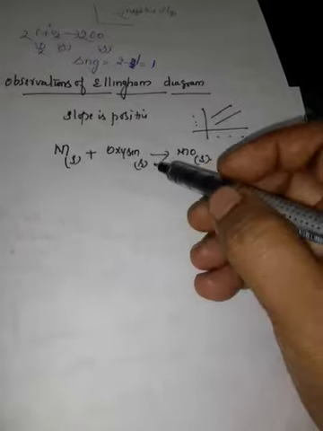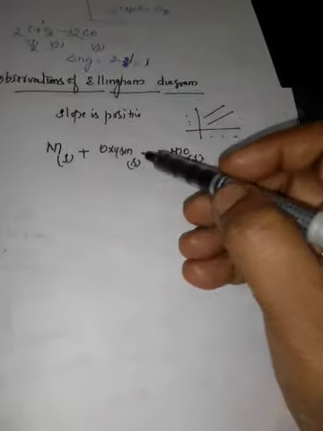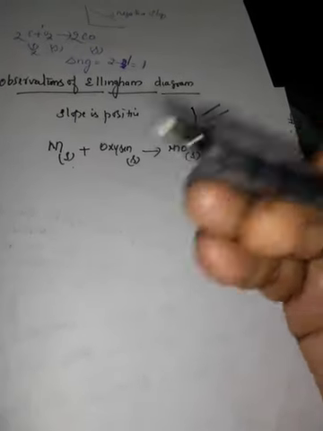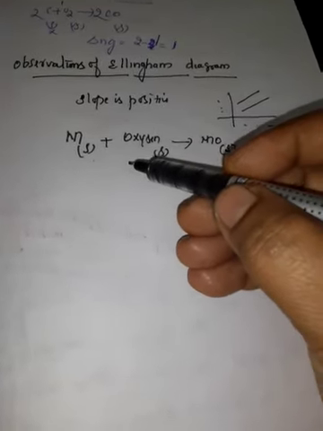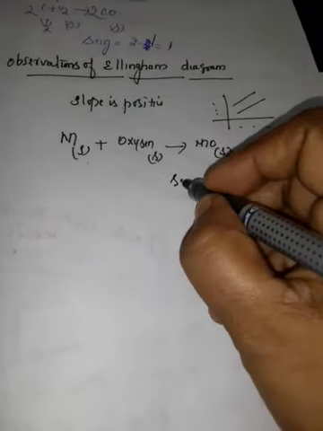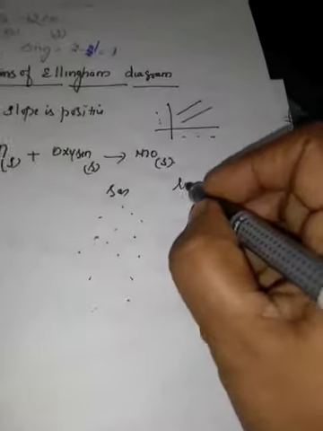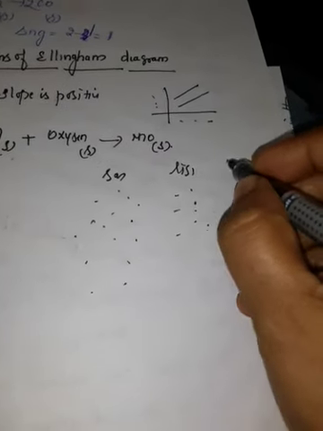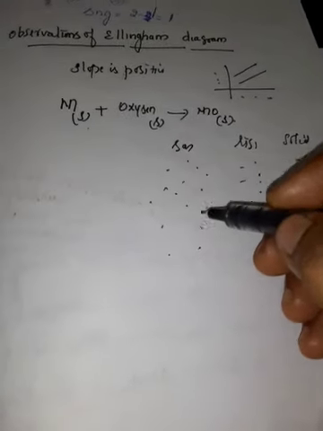So here it is solid, gas, solid. When the reaction is going on, the oxygen gas is used up. When oxygen gas is used up, entropy becomes less. Entropy means disorder. Gaseous molecules are loosely packed, liquid means it is somewhat closer, and solid means it is fully closer. So this is called randomness, that is, disorder.